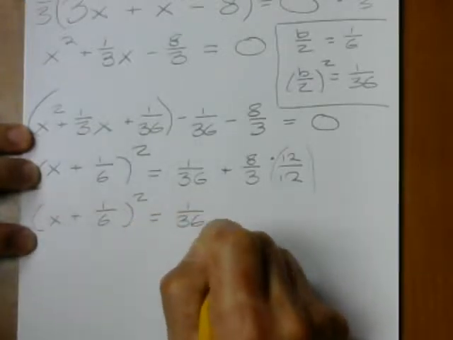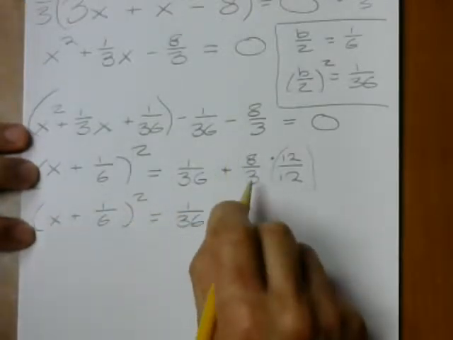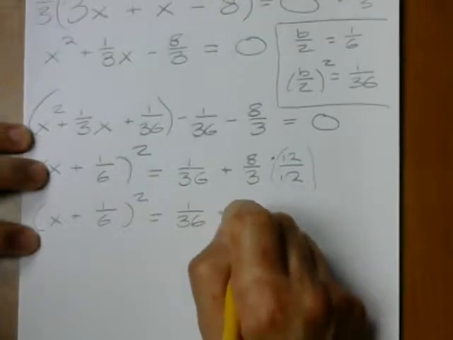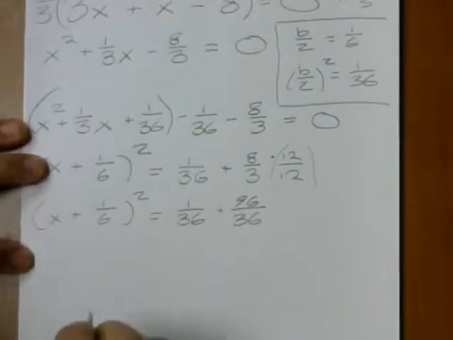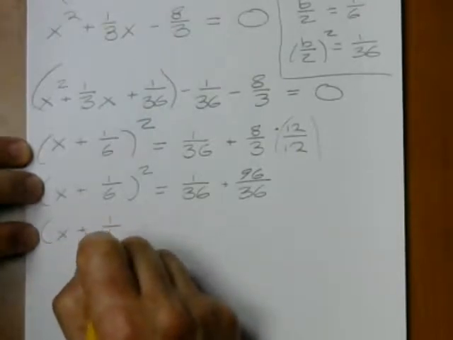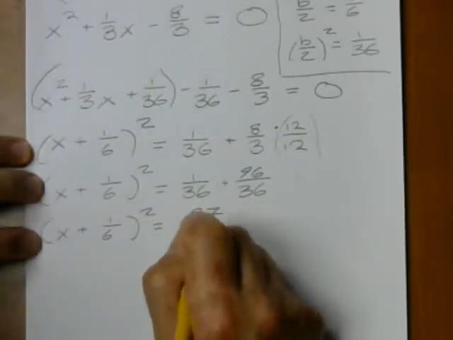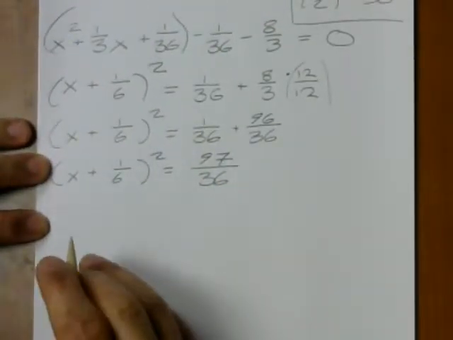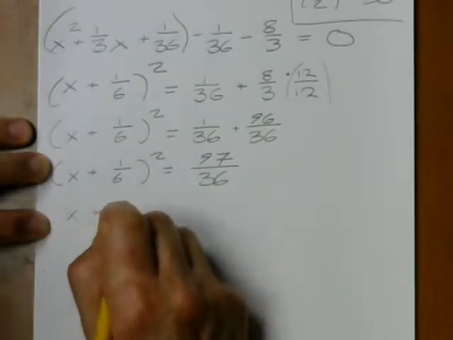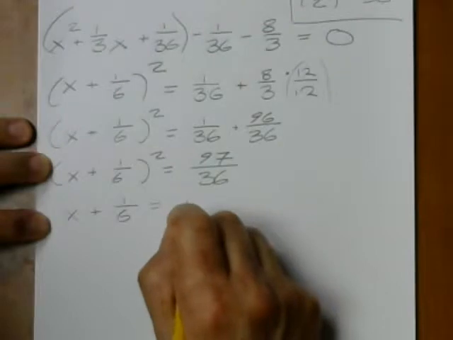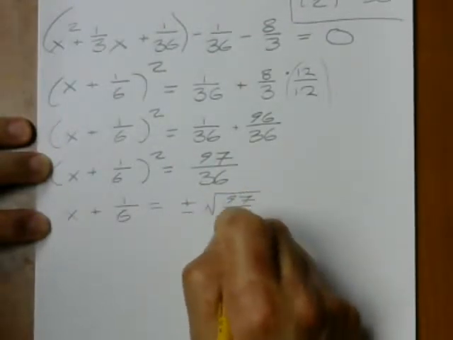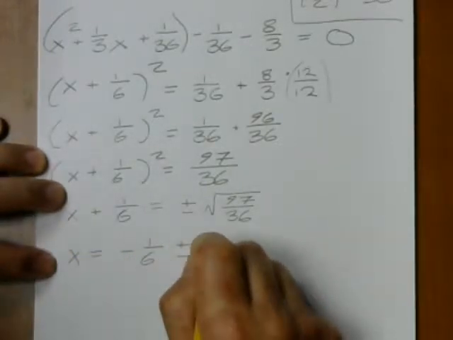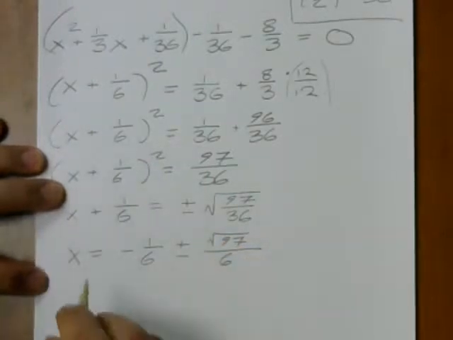So I get 1/36, and then this is going to be plus 8 times 12, so that's 12, 24, 48, 96. So 96 over 36, I get this. Now at this point, I just use my rule for radicals, and I get minus 1/6 plus or minus root 97 over 6.